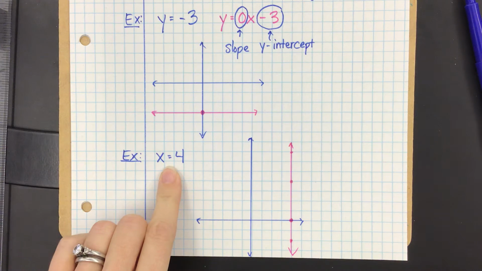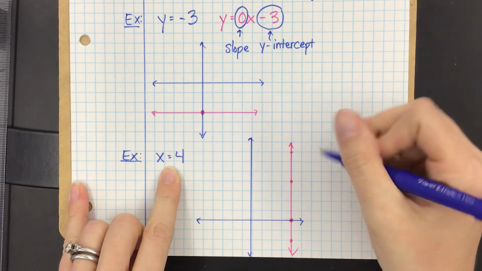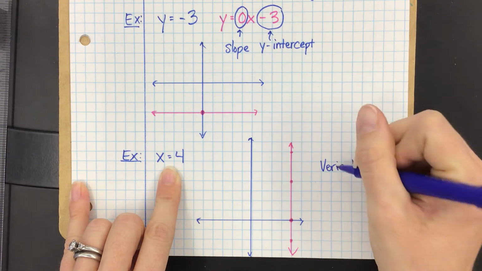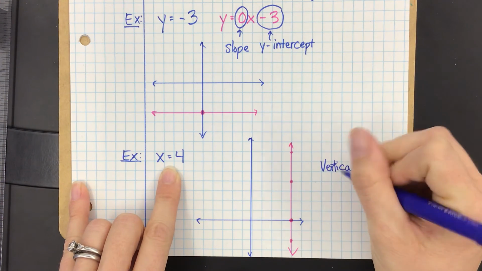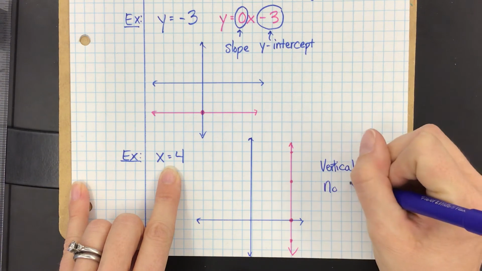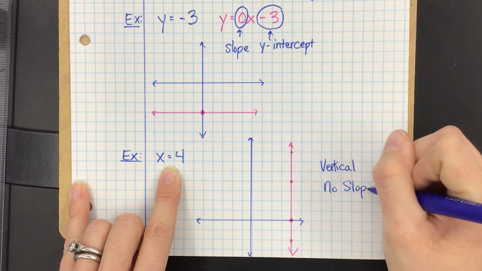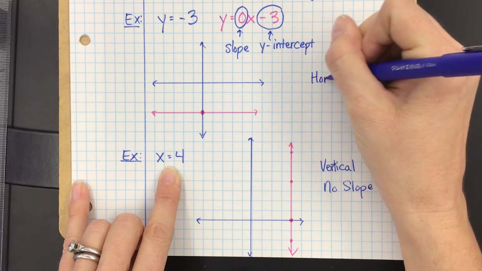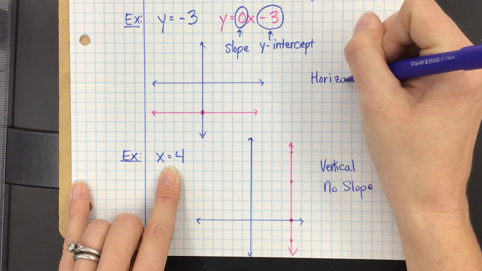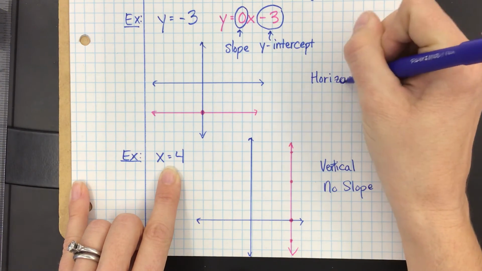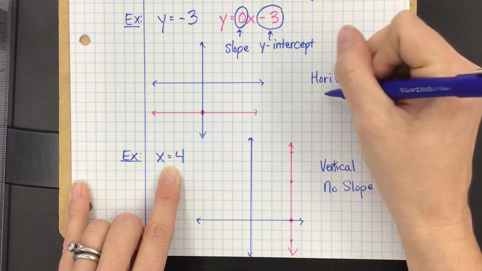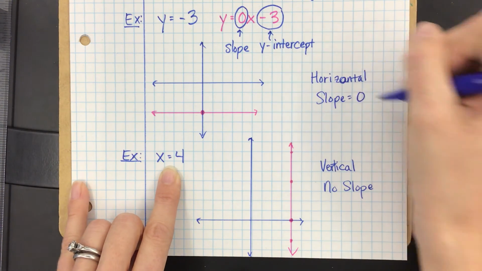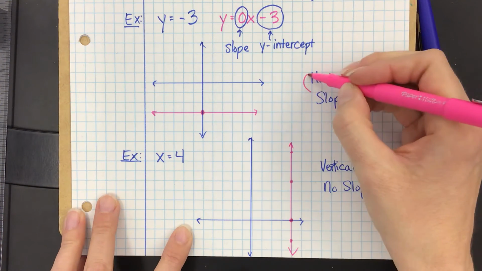So when you have problems like this, you get a vertical line, and this is no slope. And up here, this is horizontal, and the slope is 0. So just keep that in mind.